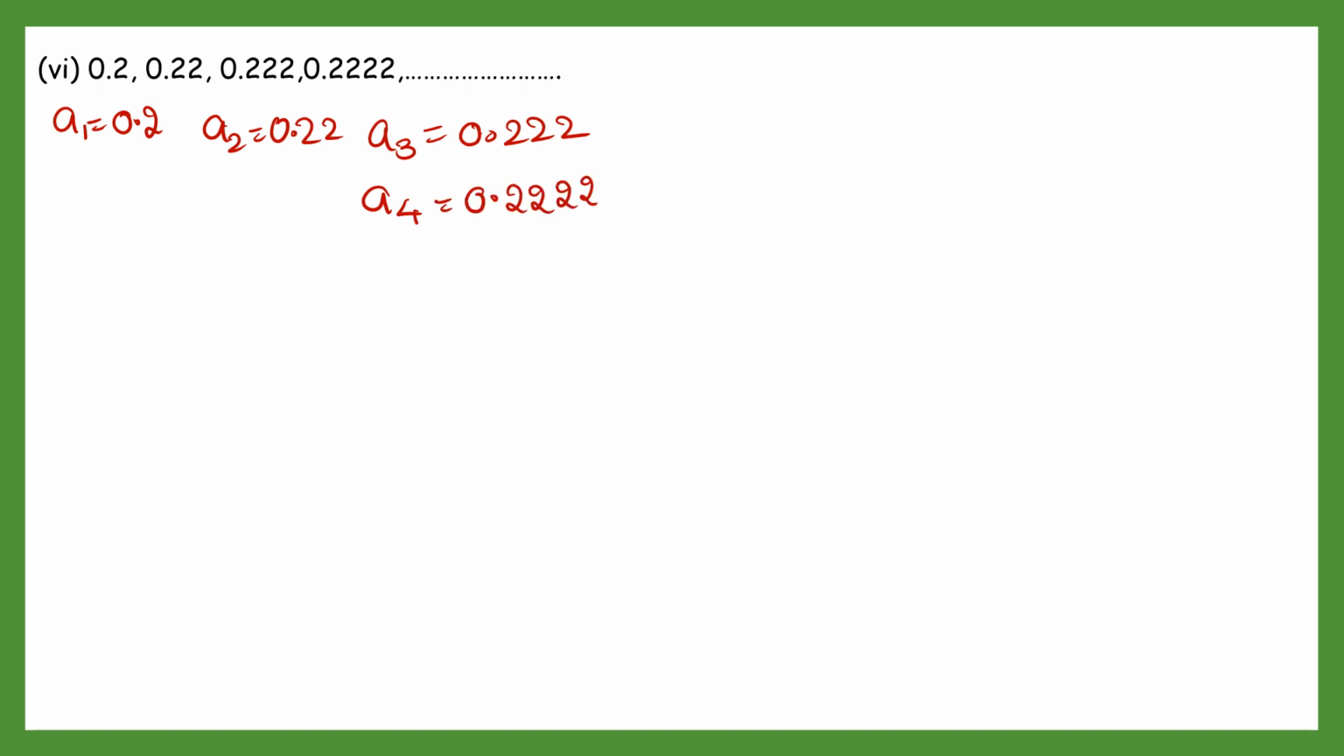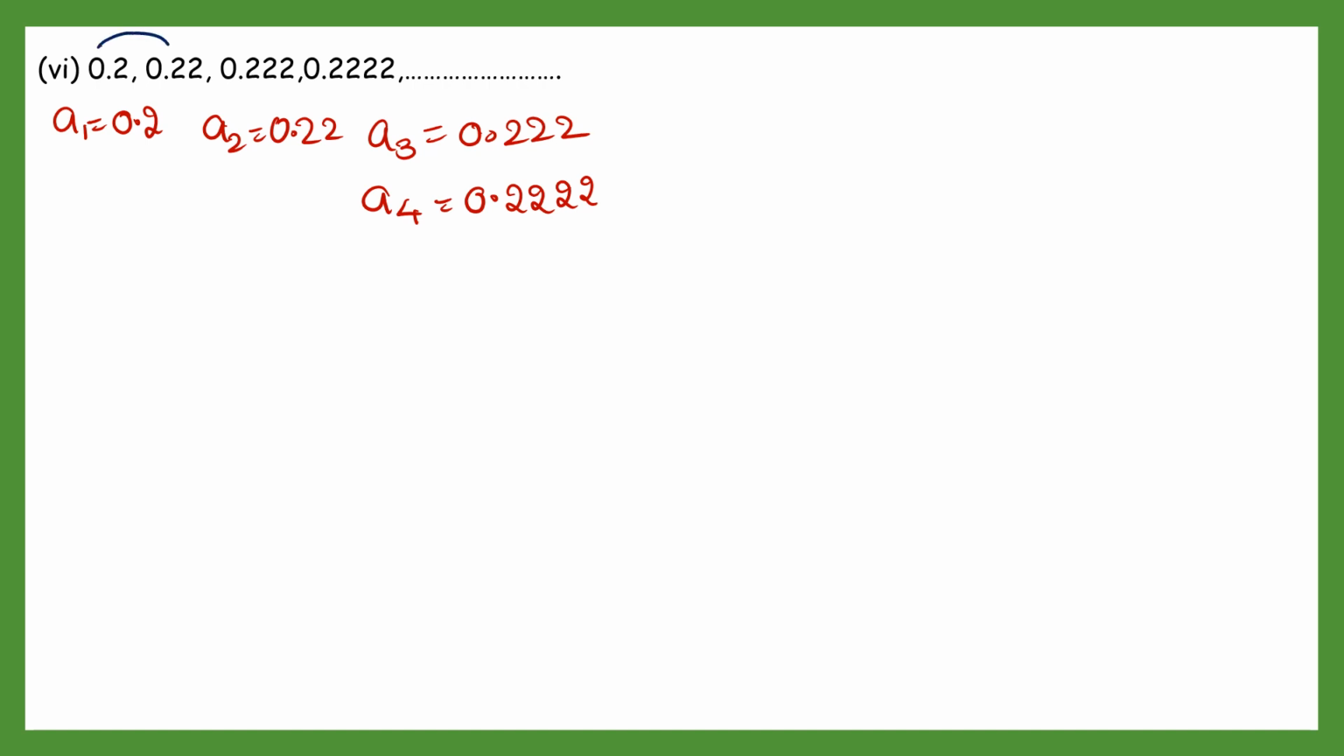Next question. The first term A1 is 0.2. Second term A2 is 0.22. Third term A3 is 0.222. Fourth term A4 is 0.2222. So, let's find the difference between consecutive terms to check whether the list is in arithmetic progression or not.